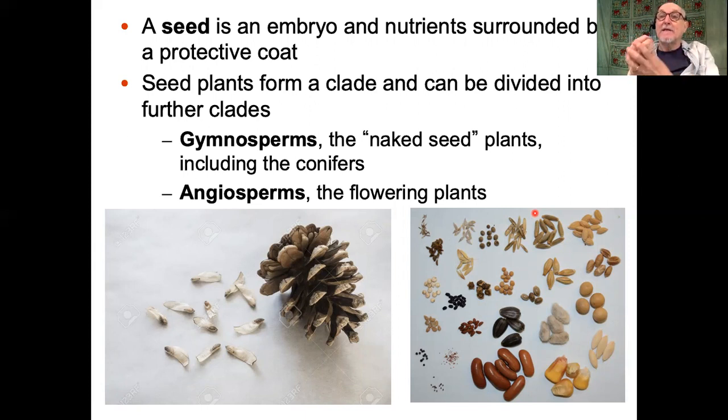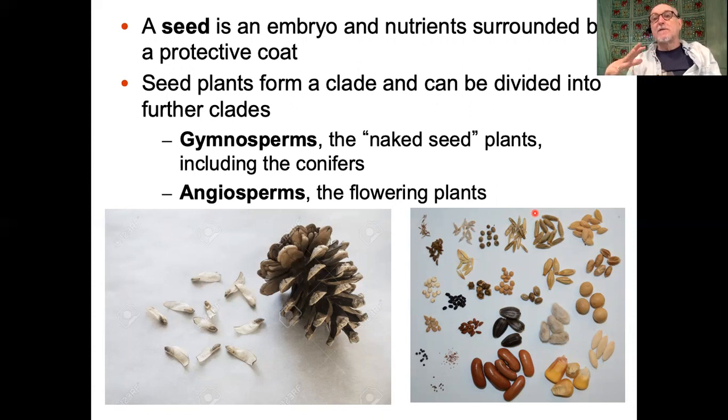So the embryo and the protective coat are absolutely required for it to be a seed, and most seeds also contain a nutrient source for the embryo. The seed plants very clearly form a clade. They share a common ancestor, no matter the fact that they are very diverse. And we recognize these two groups, the gymnosperms. Gymnosperm actually means naked seed, and you'll see the reason we say it's a naked seed in a while.